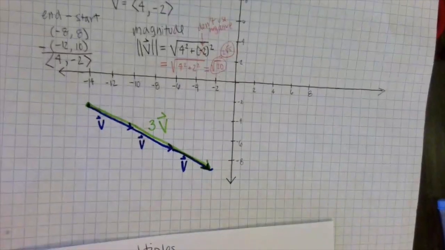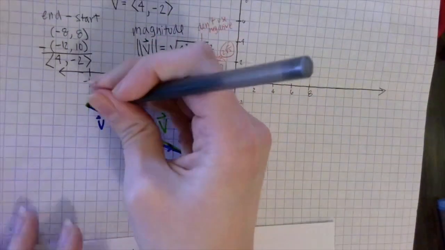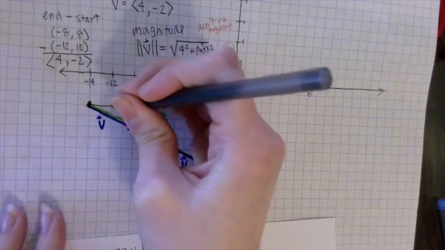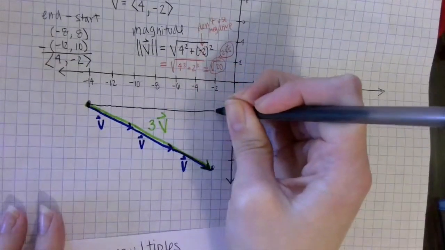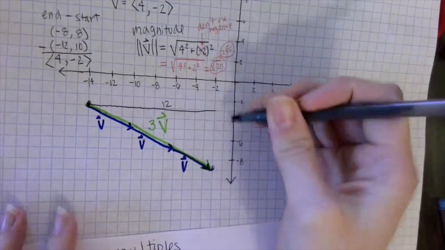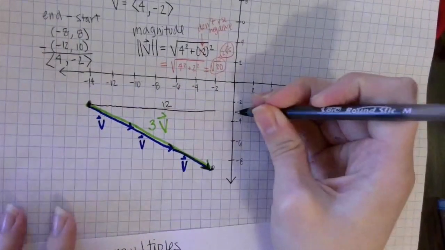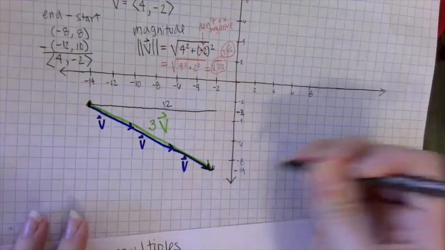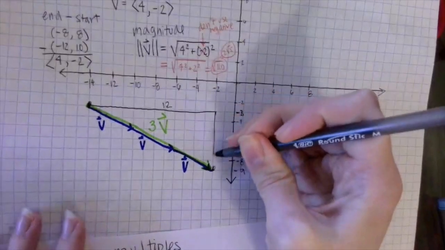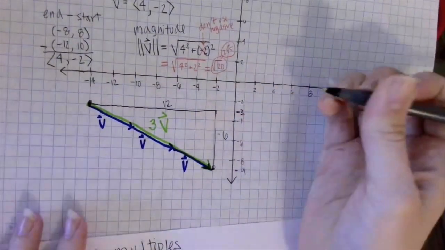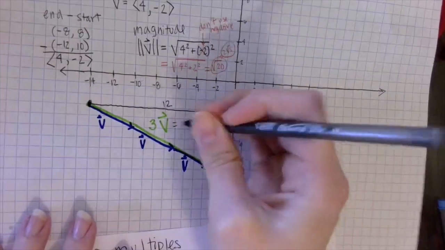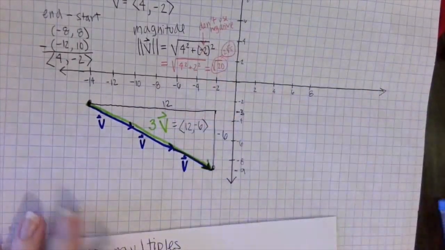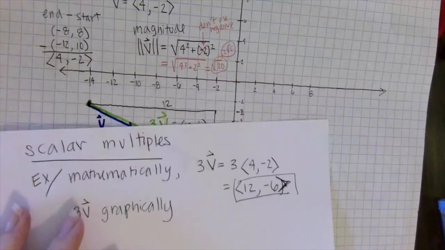Let's actually count to make sure we got the right size here. I start from negative 14, and in the x direction I'm going to negative 2, so I have to go 12 to the right. Then I'm starting at negative 3, and I'm going down to negative 9, it looks like. So that's negative 6. Notice how 3v, we can graphically see, is 12 comma negative 6, which is what we got for our example.